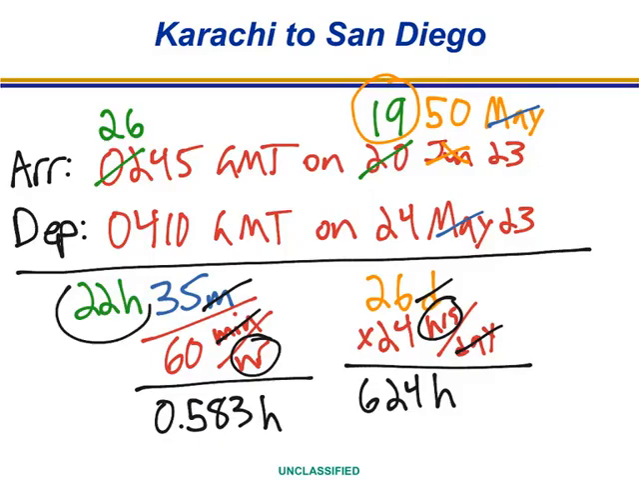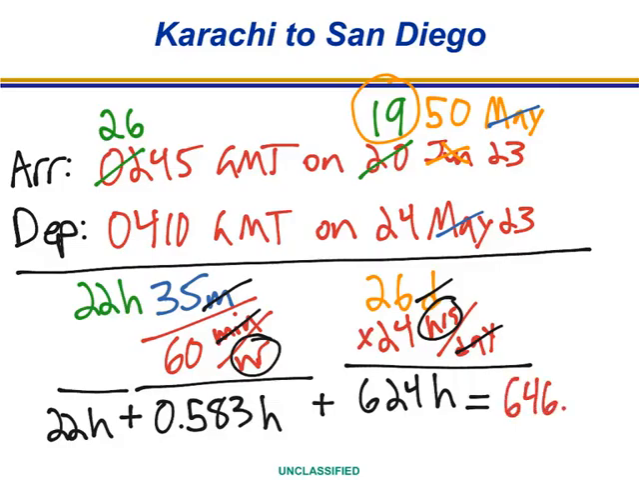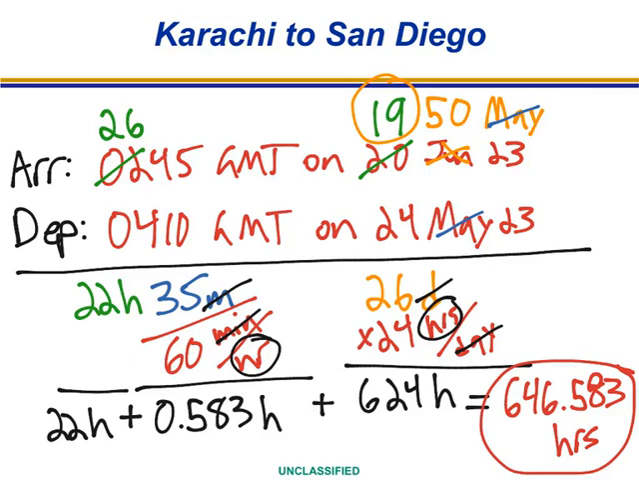And for the last step, well, these hours are already in hours, so we just have to move them down here. 22 hours. Now that we have everything in hours, we're going to add these together in our calculators, and we get 646.583 hours. That is our total transit time.